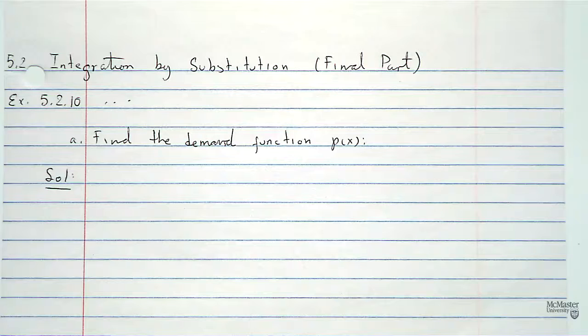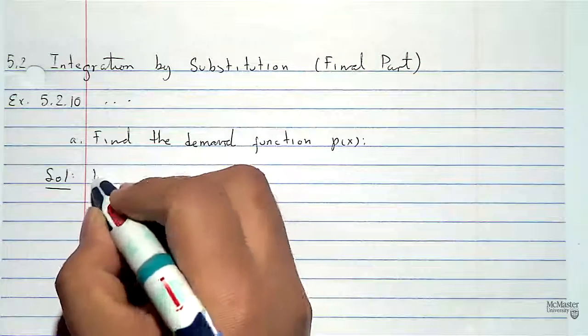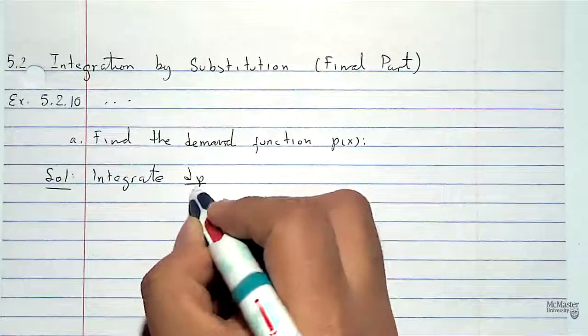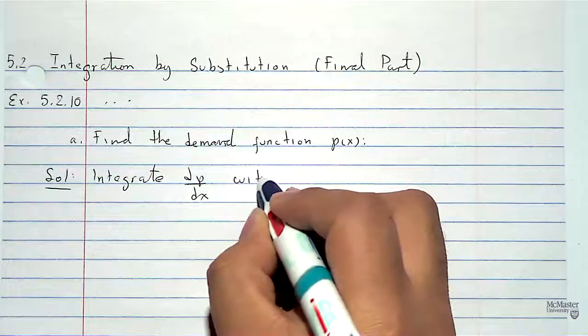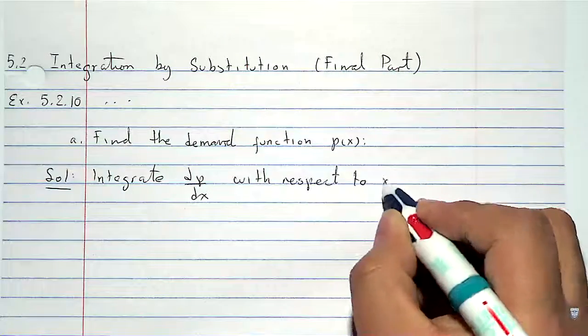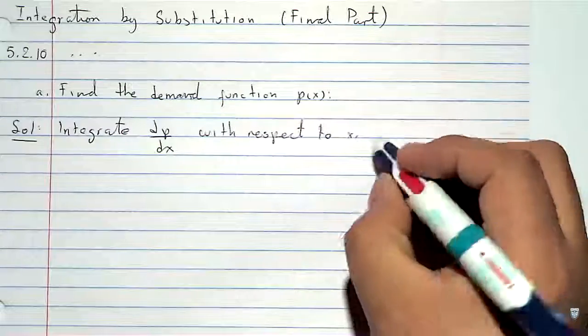Okay, so let's continue where we left off. Yesterday we posed a problem, and the first command of the exercise was to find the demand function. So the solution is to integrate dp over dx with respect to x. So we're studying substitution for a reason.